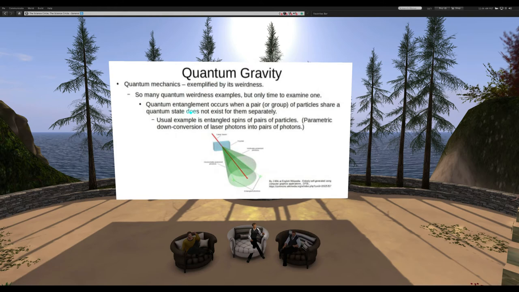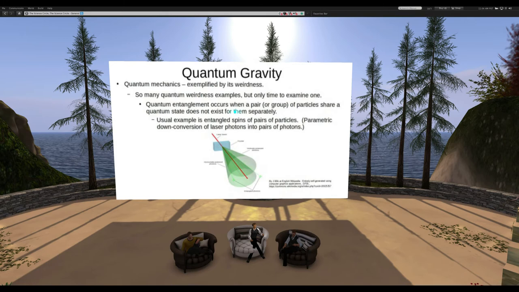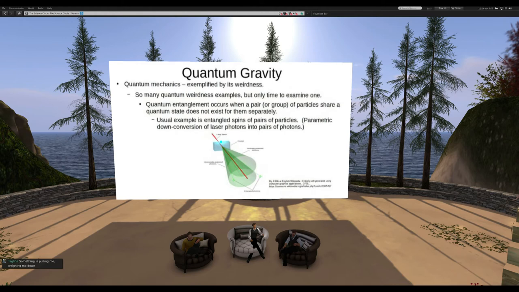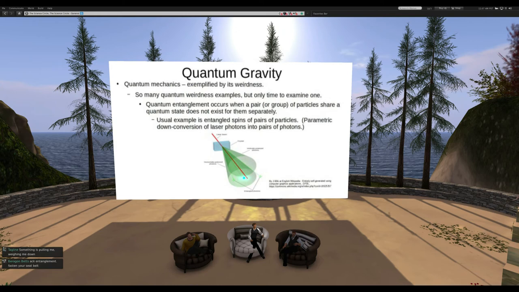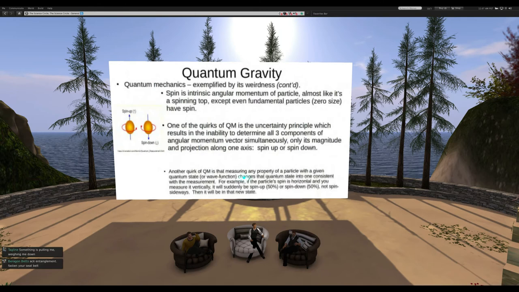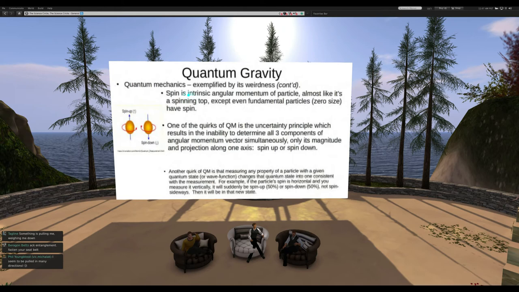So I have to talk a bit about quantum mechanics and its weirdness. There are so many examples of its weirdness, but I only have time to examine one particular one, and this is quantum entanglement. It's the most relevant to what I'm going to be talking about. So you have a pair or group of particles that share a quantum state that does not exist for all of them. One example is a laser beam shining through a crystal, where the photons can split into two photons that are entangled. And we're going to see what that means in a moment. Let me give a specific example.